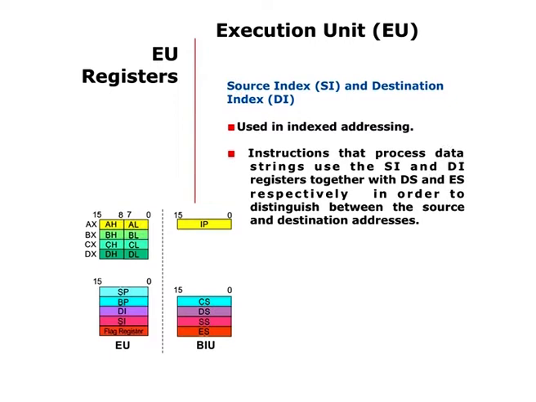Actually, these two registers, that is the source index register and the destination index register, are used for string operations. Strings are nothing but the collection of similar type of data stored in the memory on consecutive memory locations, or continuous memory locations. So, whenever we have to access the string, we go with these registers.